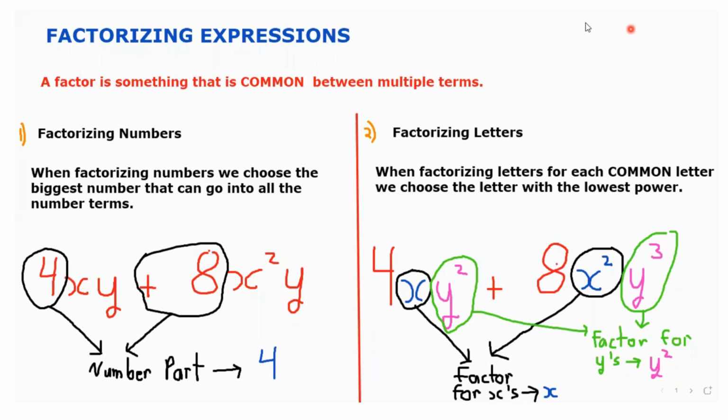Alright guys, so today we'll learn how to do factorizing. So we'll learn how to factorize expressions. So first things first, what is a factor? A factor is something that is common, keyword being common, between multiple terms. Okay, always remember, it's common. If it's not common, it's not a factor.